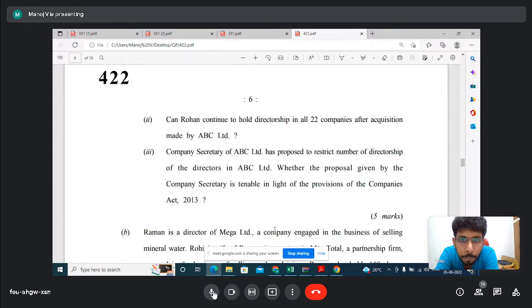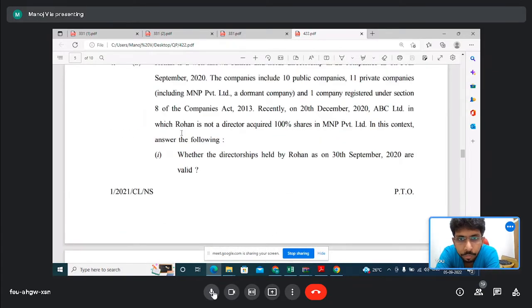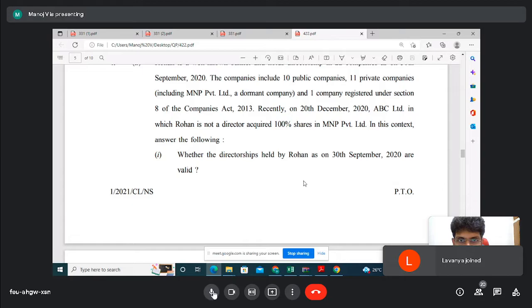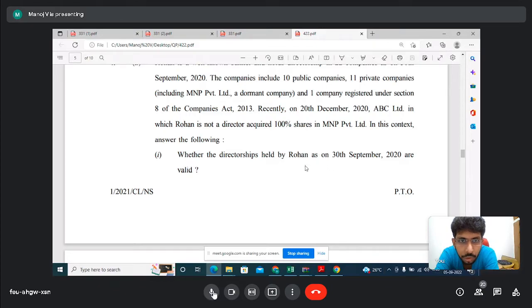If Rohan was a director, in that case, things would have been different. They're saying Rohan is not a director at all, right? Yes. If Rohan would be a director, then it would have violated the rules because it would have crossed the number in public companies. Correct, right? So it would become a deemed public company, so it would cross 10 public companies. It would become 11.